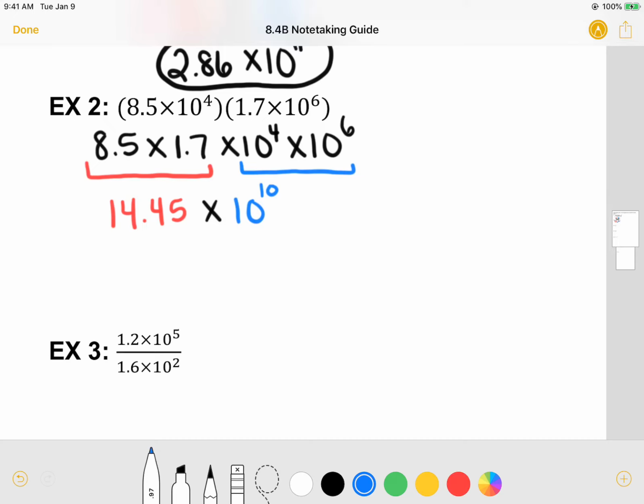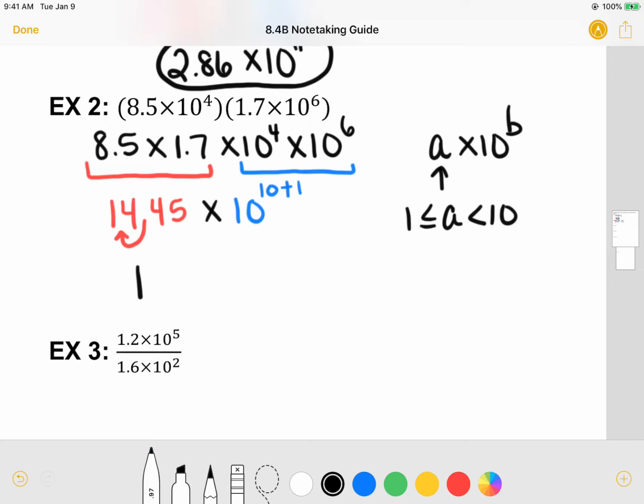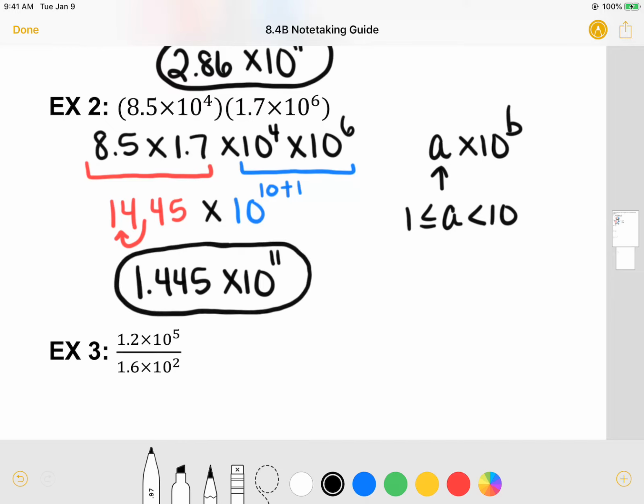Now, for proper scientific notation, if we look at a times 10 to the b power, this number a is greater than or equal to 1 but less than 10. If we look at our number 14.45, that is not less than 10. So we need to move our decimal place one place to the left, and that's going to increase our exponent by 1. So our final answer should be 1.445 times 10 to the 11th power. You always want your final answer in proper scientific notation.